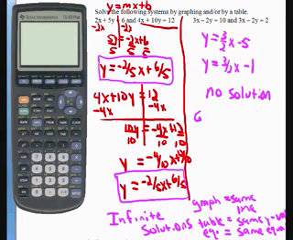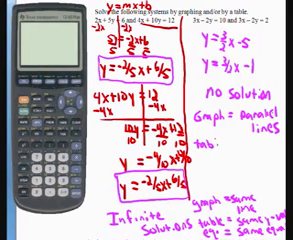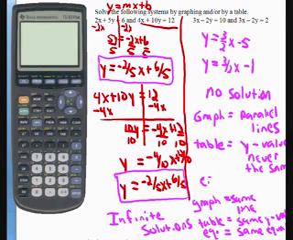So on a graph, it was parallel lines. From the table, the y values were never the same. And from the equation, remember the only time two lines are parallel is when the slopes are the same.